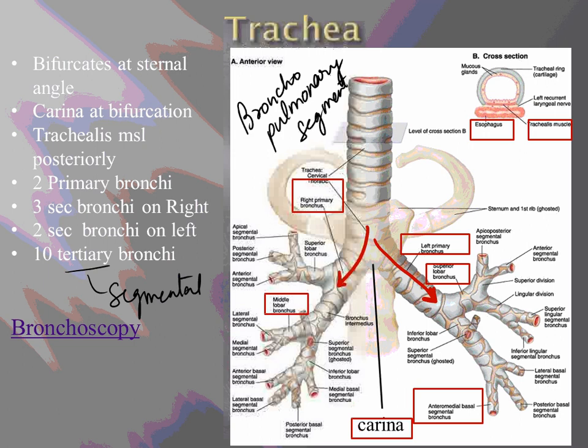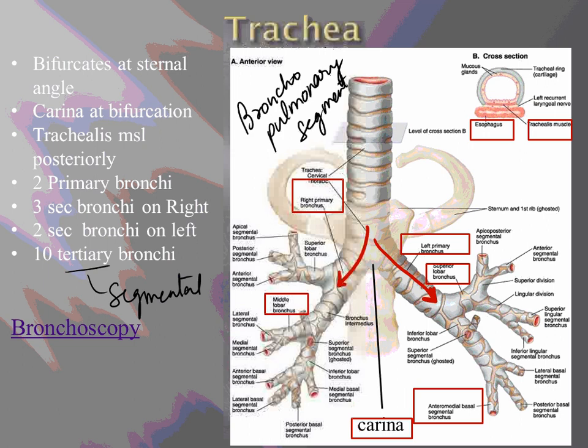We will take it that there are 10 on each side. There are 10 definitely on the right. On the left, authors differ. Some say 8, some say 10. Even those 8 actually do divide in the end and finally become 10. So that's why I've said there are 10 tertiary bronchi on each side, okay?